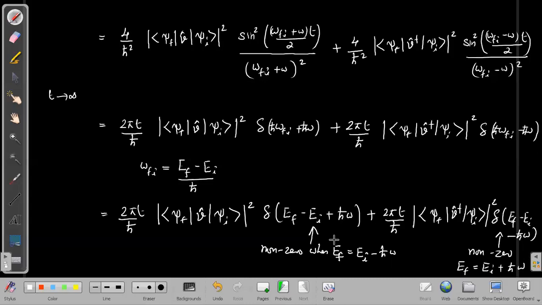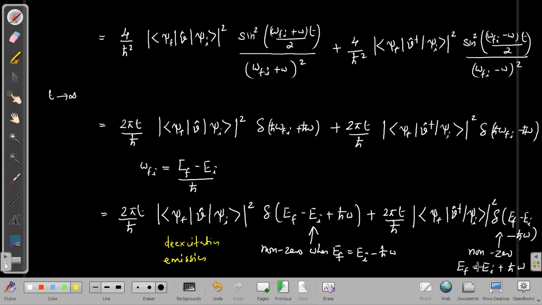So when the energy of the final state is less than the initial state by H cross omega, this term would be non-zero. So this entire term corresponds to the transition to the lower state. Okay, so this corresponds to de-excitation or emission. This is basically an emission process, so the energy would be emitted outside.